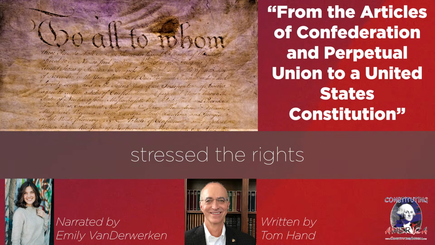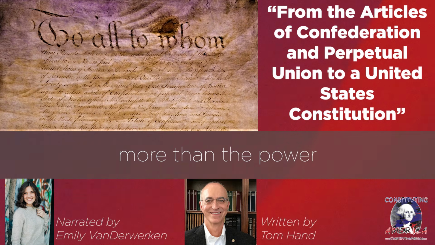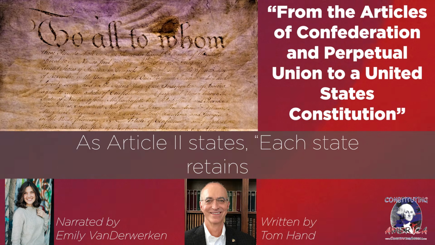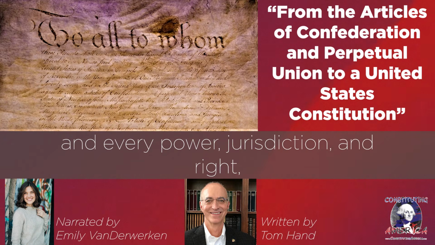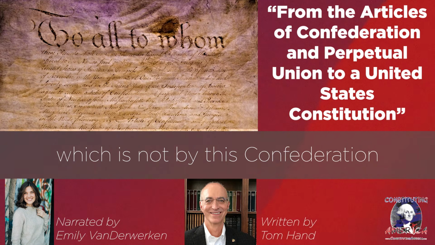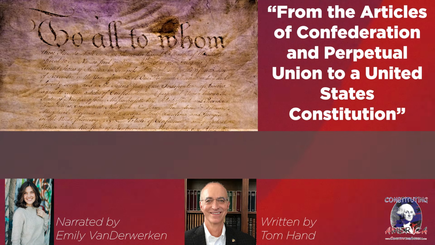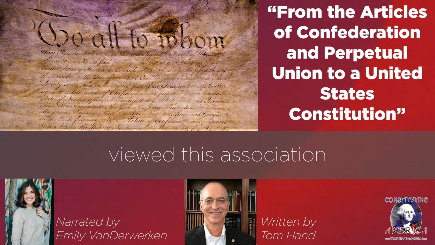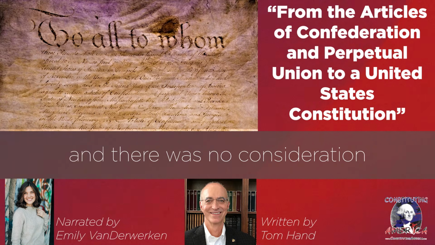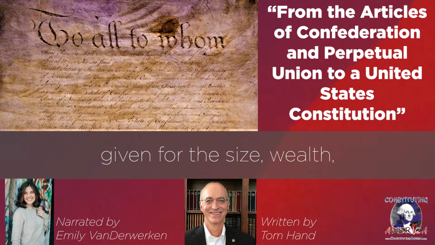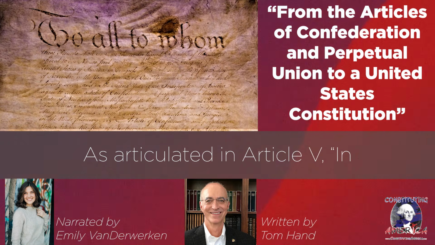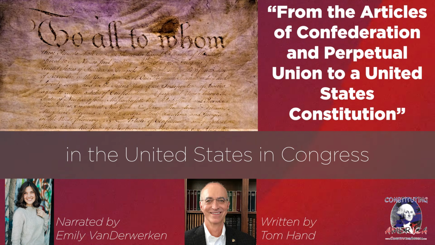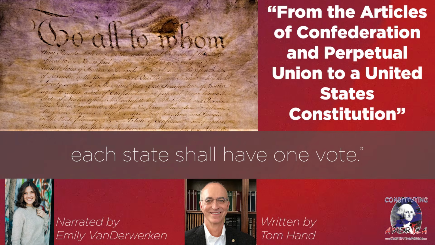The Articles stressed the rights of the individual states more than the power of the central government. As Article 2 states, "each state retains its sovereignty, freedom, and independence, and every power, jurisdiction, and right which is not by this Confederation expressly delegated." Additionally, the states viewed this association as a group of co-equals, and there was no consideration given for the size, wealth, or population of the various colonies. As articulated in Article 5, "in determining questions in the United States in Congress assembled, each state shall have one vote."